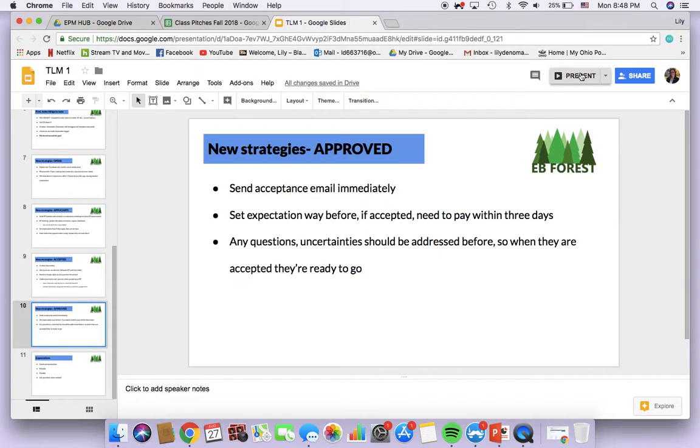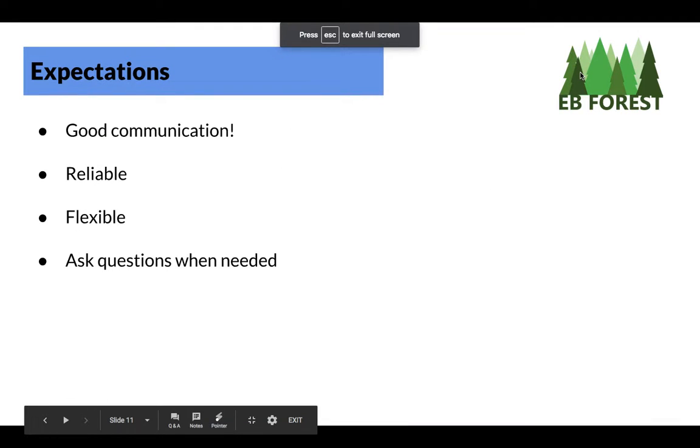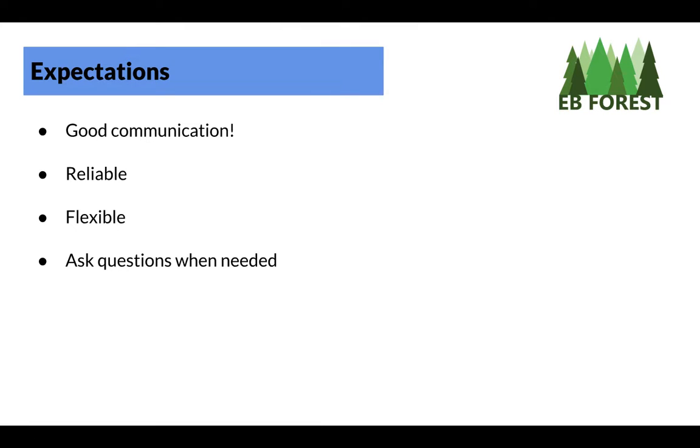Okay, so this is just my expectations of you guys. So one is good communication. This is literally the key thing. If we can communicate well, whether it's talking about negative things or positive things, that's all that matters. The communication is the biggest part. Next one, just being reliable. I definitely want you guys to see me as a reliable person, but I really need to rely on you guys.